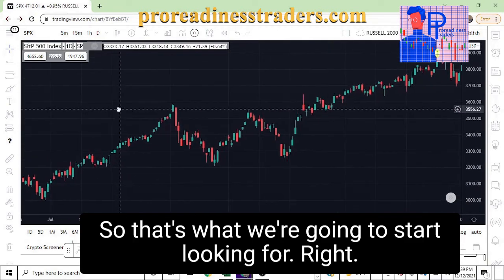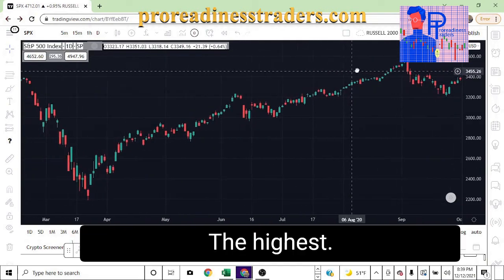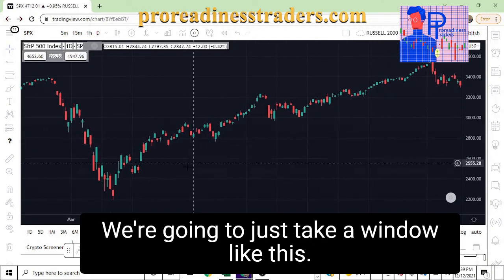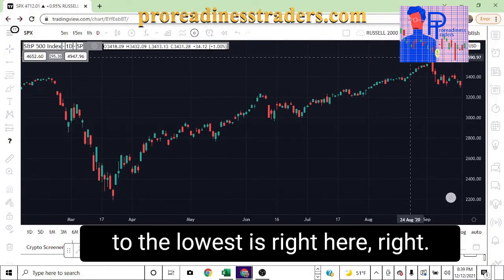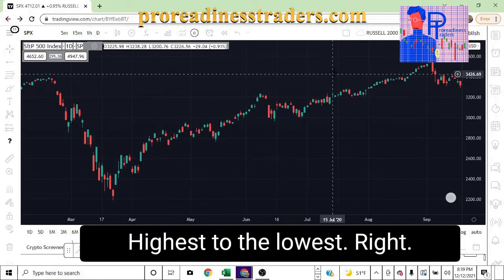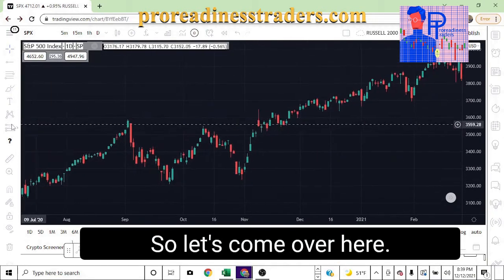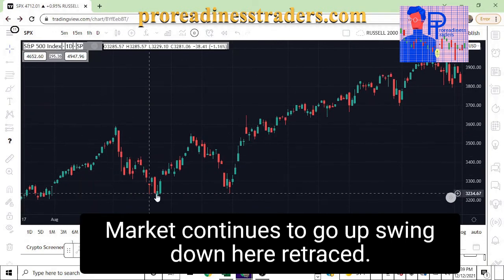So that's what we're going to start looking for, the highest to the low. We're going to take a window like this. And right now we see the highest to the lowest is right here, right? Highest to the lowest. So let's come over here. Market continues to go up.